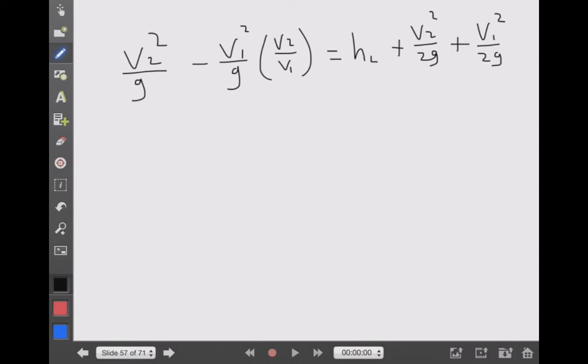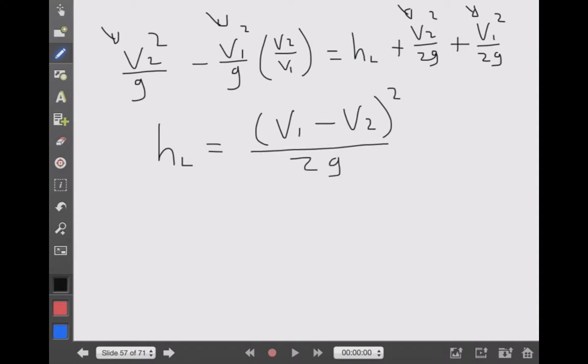Through some algebra, we can move HL over to the side, and we can actually show that this whole thing equals V1 minus V2, quantity squared. Now note that this has a cross term in it. If we do some algebraic gymnastics, we can see that these four terms here can be combined into this term here. And so this is looking a lot more like a head loss term.